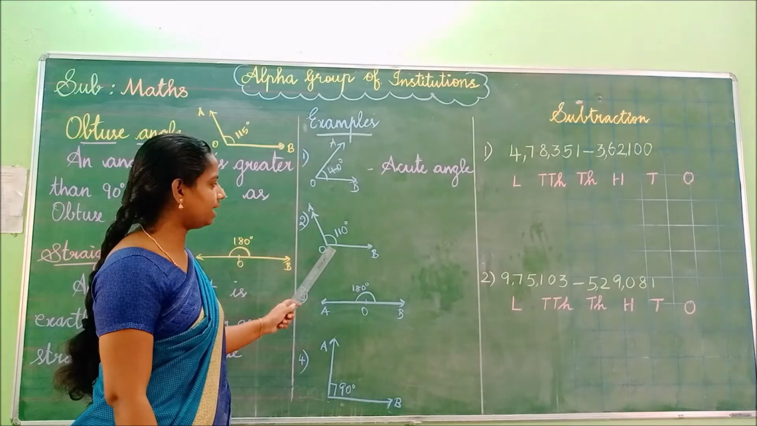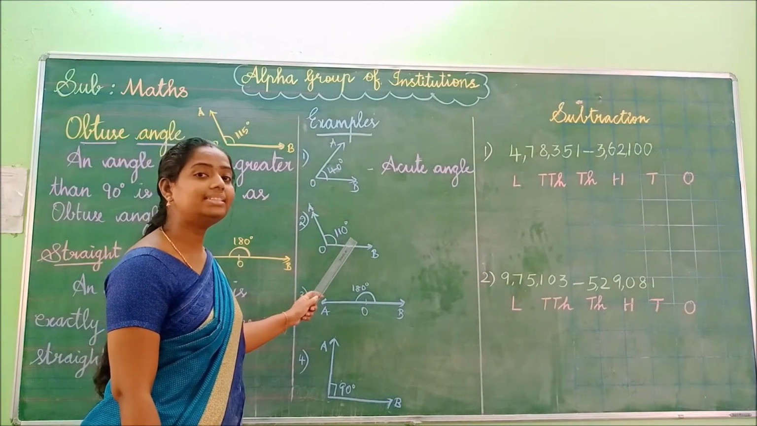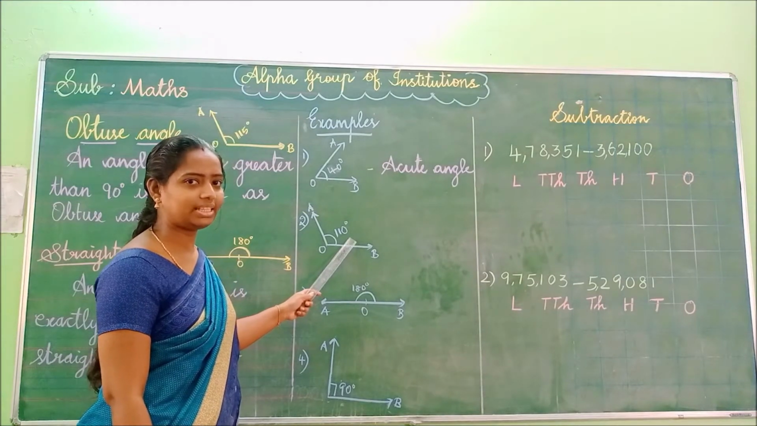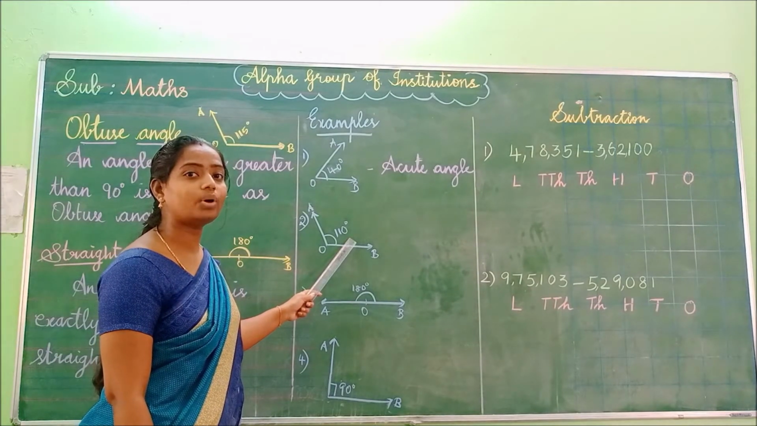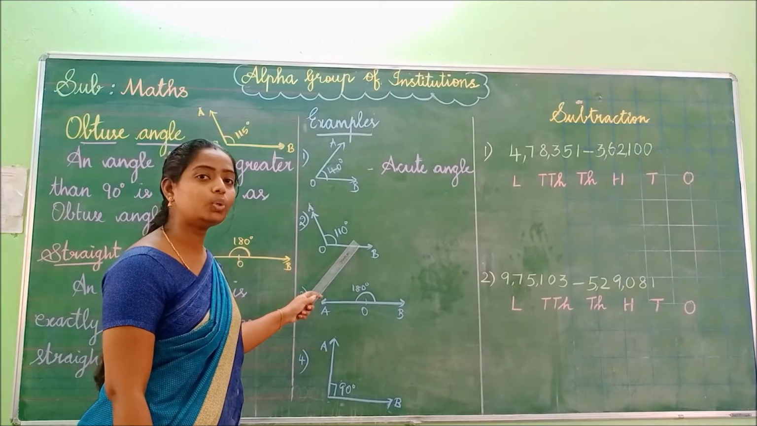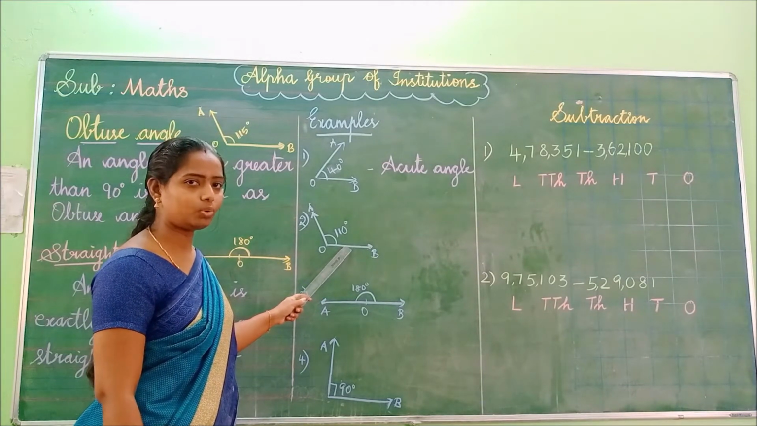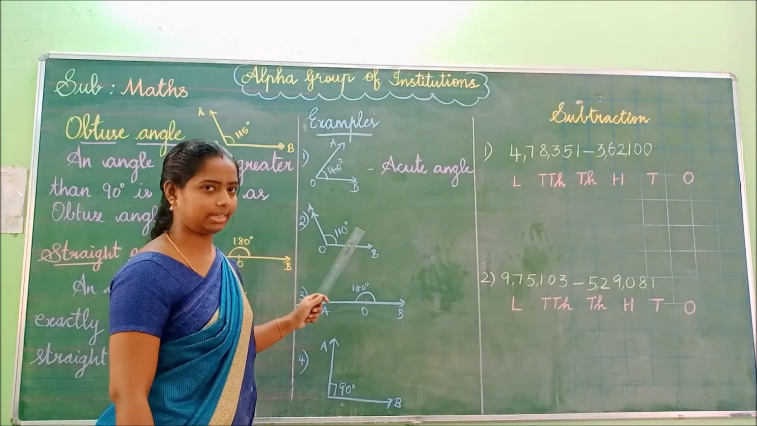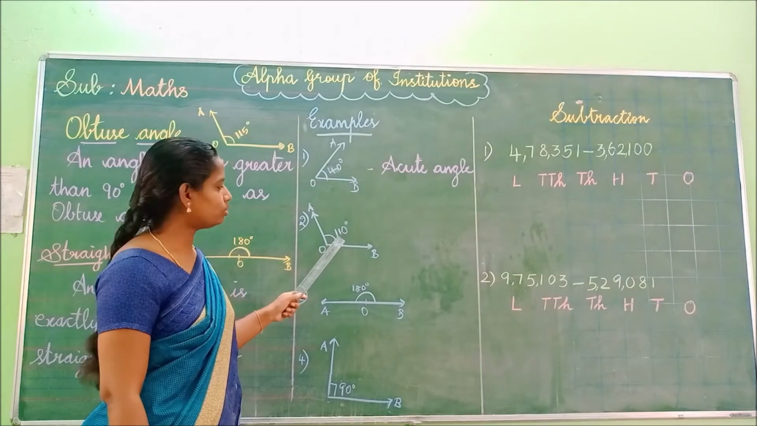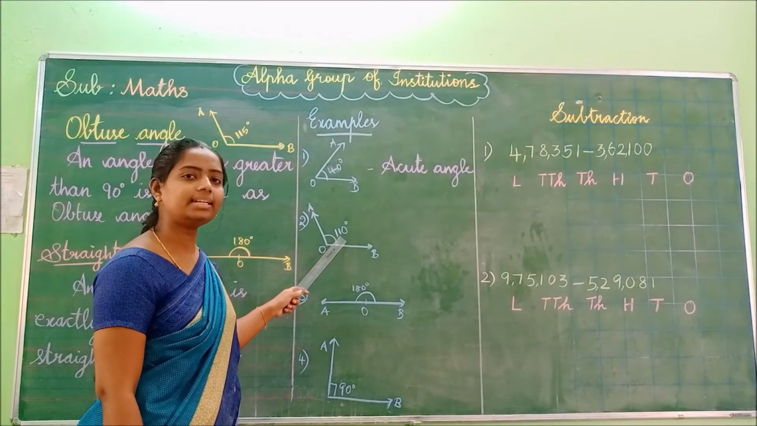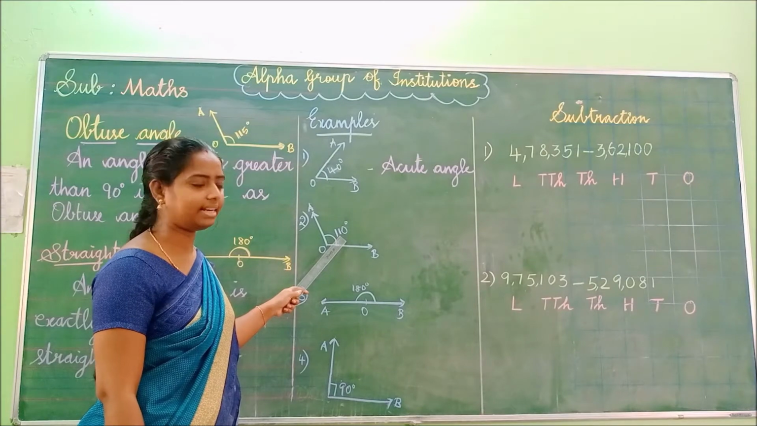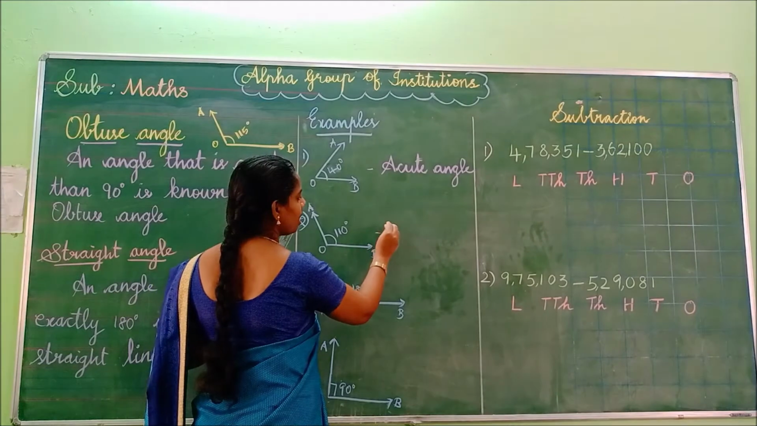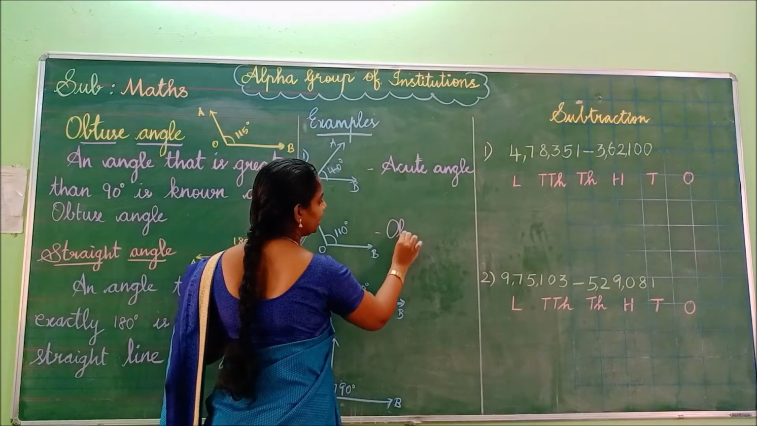See how it looks. It is an angle with 110 degrees. What can you observe from this, children? Yes, very good. It is an obtuse angle. What is known as an obtuse angle? An angle which is greater than 90 degrees is known as an obtuse angle, isn't it? So we have 110 degrees. It is greater than 90, isn't it? So the answer is obtuse angle.